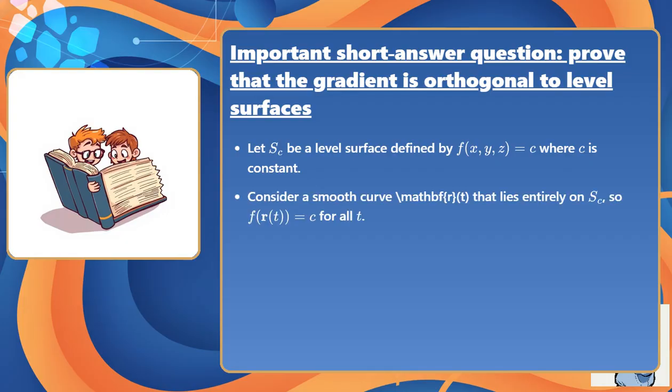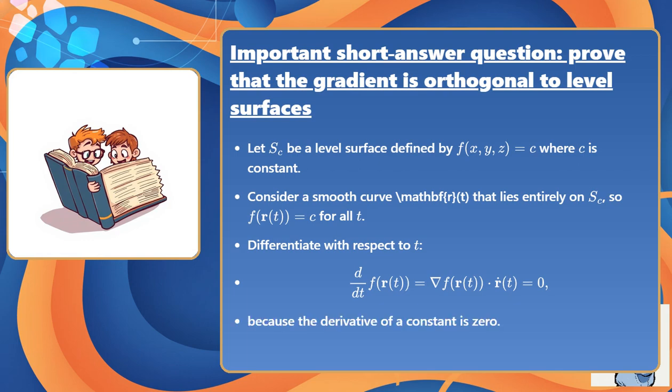Consider a smooth curve r(t) that lies entirely on S_c, so f(r(t)) = c for all t. Differentiate with respect to t. d/dt of f(r(t)) equals nabla f(r(t)) dot r'(t) equals 0, because the derivative of a constant is 0.